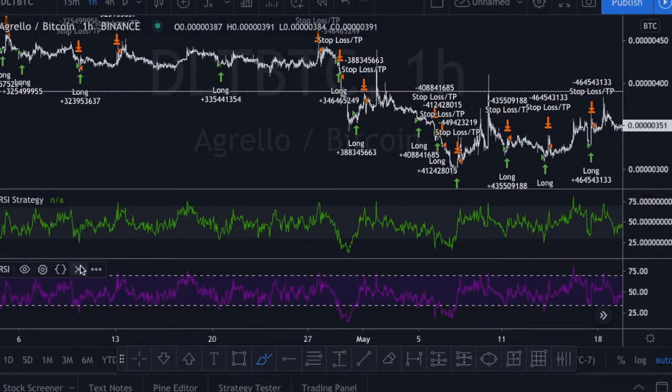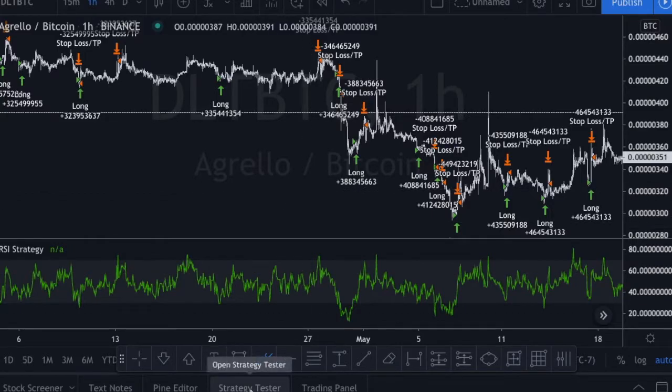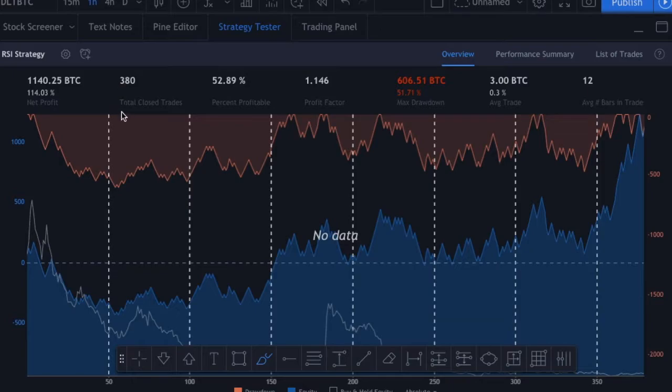Let me get out of this RSI strategy here, and let's dive a little bit deeper into the strategy itself. So once again, like I said, we have 380 closed trades, which is quite a bit of trades, right? This is a lot of good data. This is really telling us over the last 4 years, there's been 380 trades. And out of those 380 trades, we have been profitable 52.89% of the time. Once again, 52.89% doesn't seem like that much. It's only 2.89% higher than just having a break-even strategy.